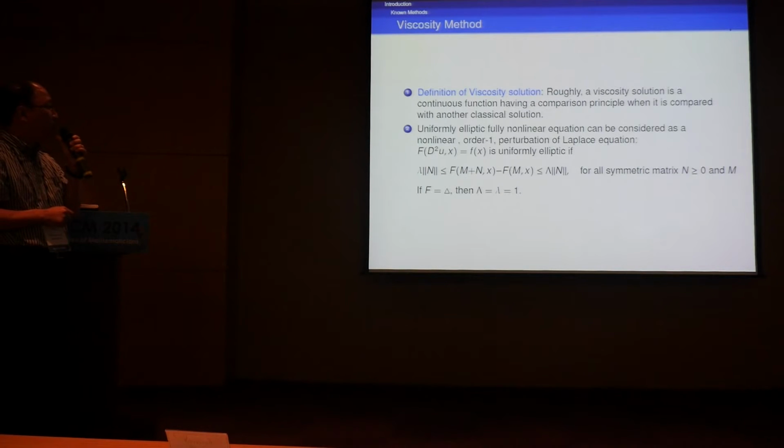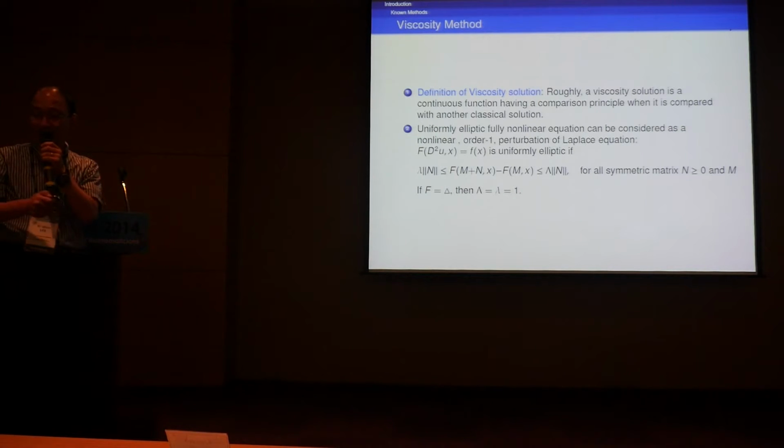And what is the uniformly elliptic fully nonlinear equation? Well, this is a kind of nonlinear order one equation perturbed from the Laplace equation. So this is the definition. And the value is growing with this amount for the positive matrix. And if this large number and small number are 1, you end up with the Laplacian. In other words, if you change to a different value, then the operator has a perturbation from the Laplacian.